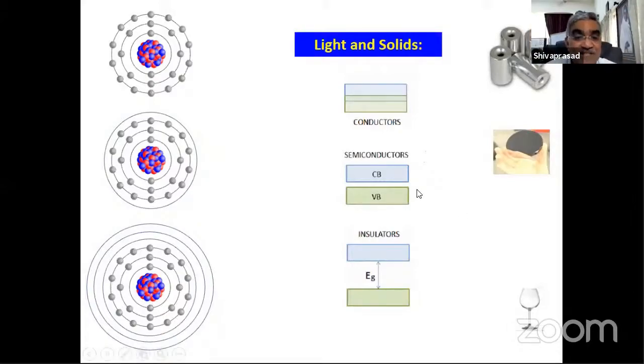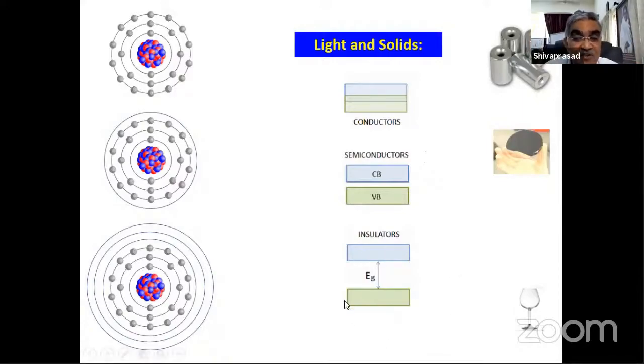But now if you go to the semiconductors, there is a gap, means there is an energy required to go from the house to the road, from the valence band to the conduction band. Less energy is required, but you can go to the road. That is what a semiconductor is. But you are actually sitting in the house, so the semiconductor on its own is an insulator. Only when you do something to it, it becomes a conductor.